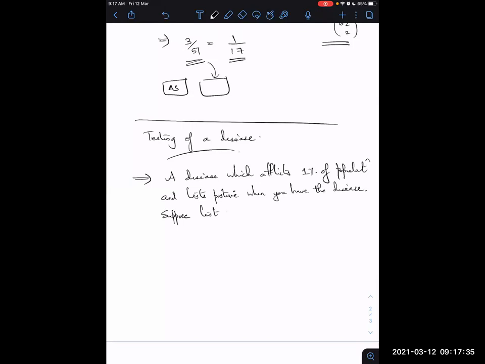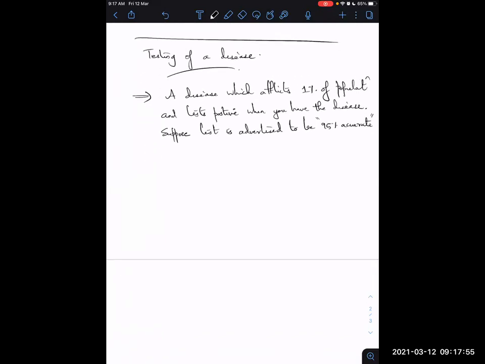So suppose the test is advertised to be, say, 95% accurate. What do I mean by this? Let's define a few things. Let D denote the event that the patient has the disease, and let's denote using T that a patient tests positive.